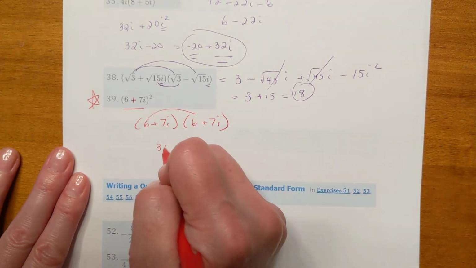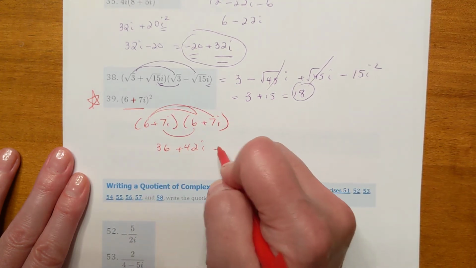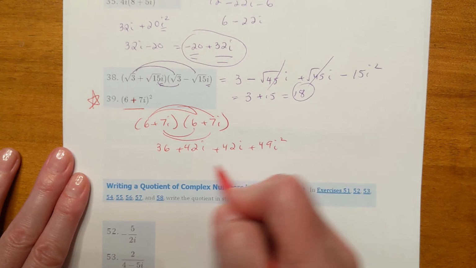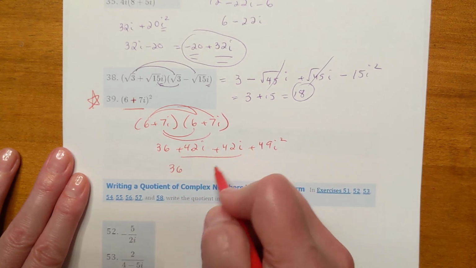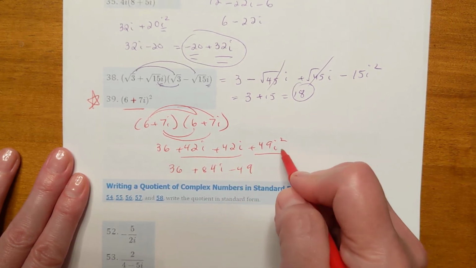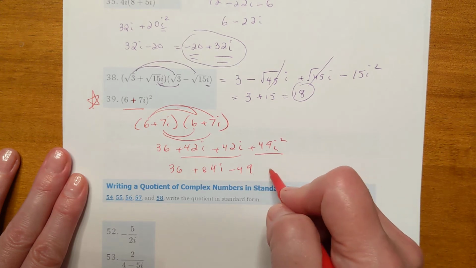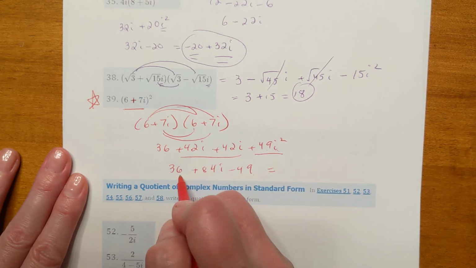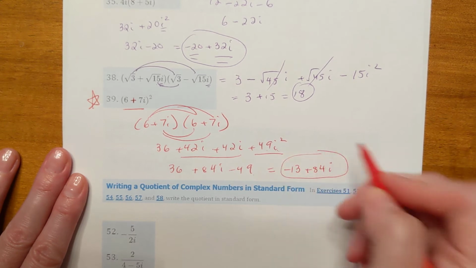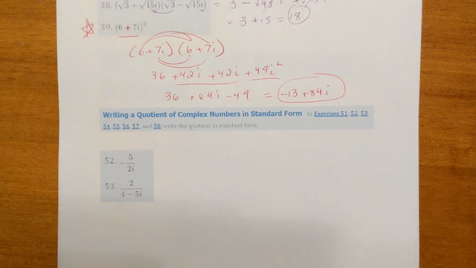So 6 times 6 is 36, and 6 times 7 is plus 42i, and 6 times 7 there is plus 42i. 7 times 7 is plus 49i squared, so that gives us 36, and then 42 and 42 is 84i, and then that's going to be minus 49, because again, i squared is negative 1, so it's 49 times negative 1, which is negative 49. So combining then, negative 49 and 36, you get negative 13 plus 84i. Again, the calculator would have also done that for you. Okay, at 52 it says write the quotient in standard form.